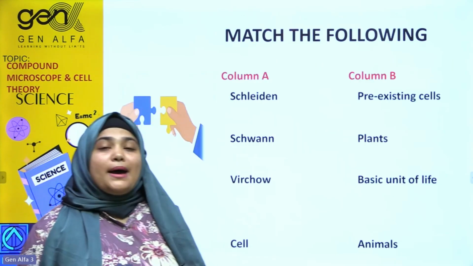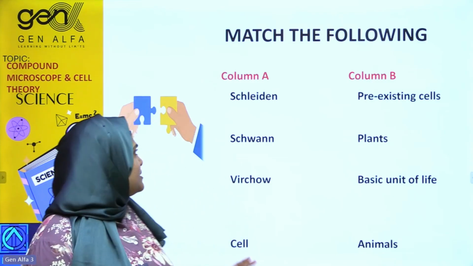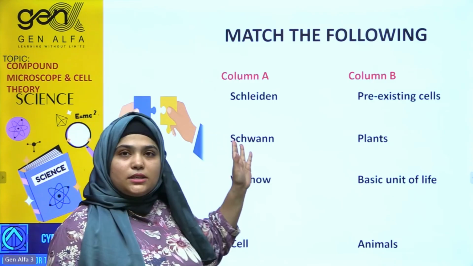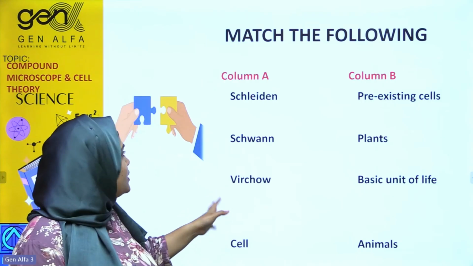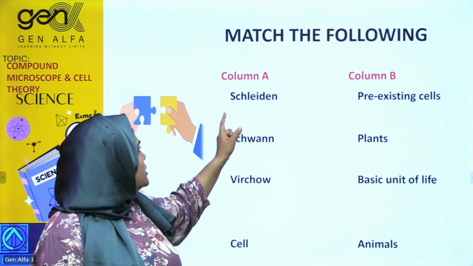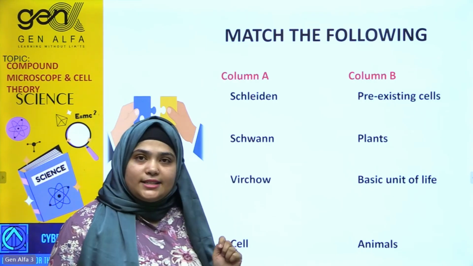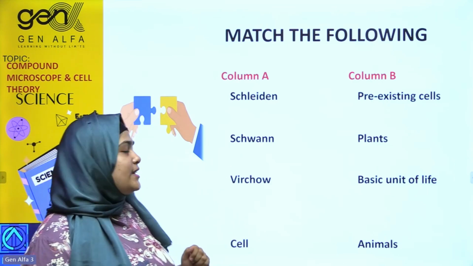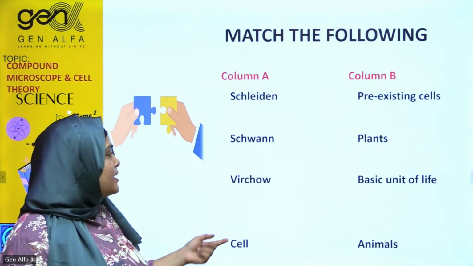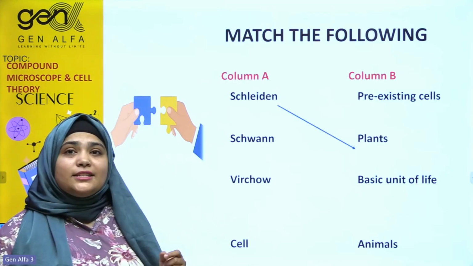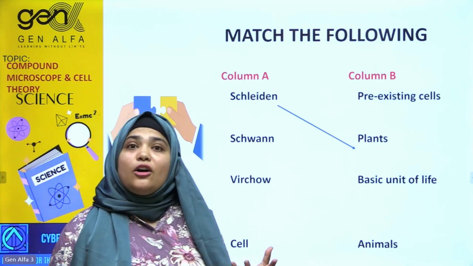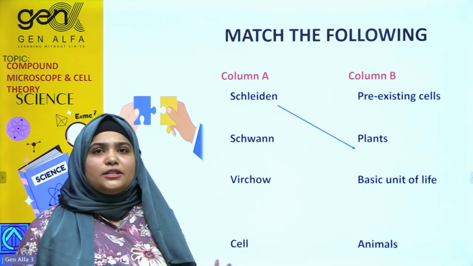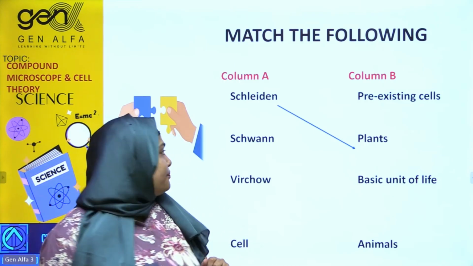Now match the following. Very simple. In Column A, you have to match the correct scientist with Column B. Schleiden. What is the correct answer here? Schleiden is related with what? Yes, of course, it is related with plants. He was a botanist who observed plants and found that plants are made up of cells.